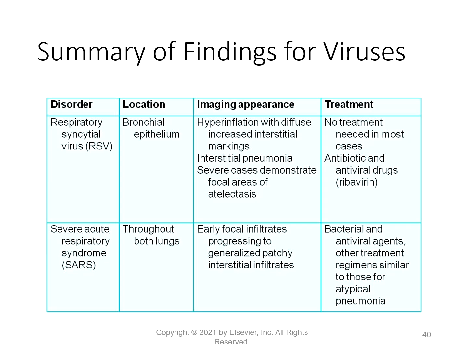Severe acute respiratory syndrome, or SARS, usually is throughout both lungs, caused by basically a family member of the coronavirus. It will result in early focal infiltrates that can progress into patchy interstitial infiltrates, and it's usually treated with antibacterial or antiviral agents.